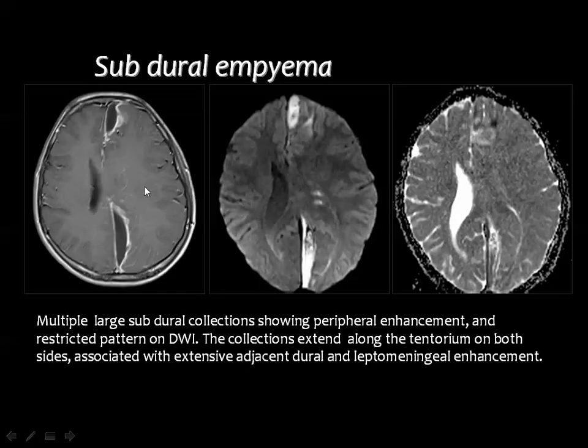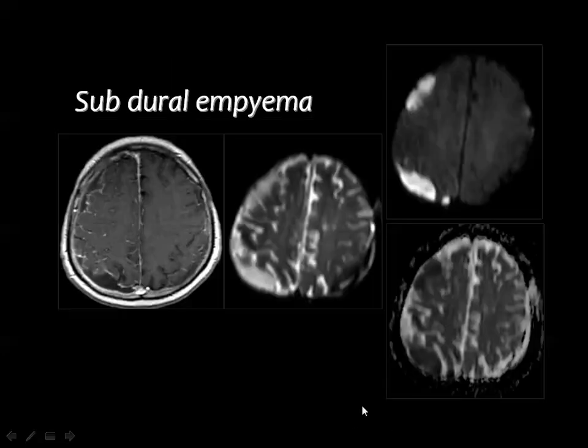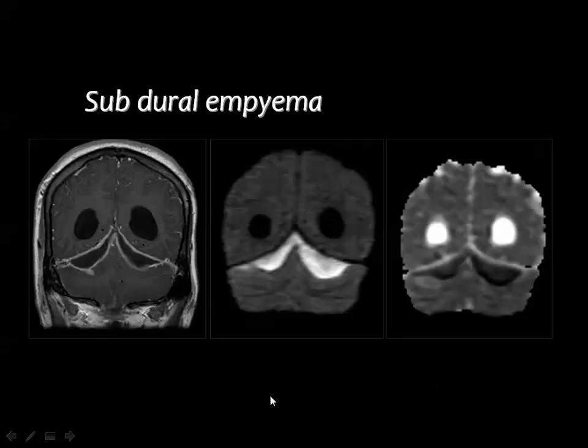Another example of subdural empyema, and you see marginal enhancement of the pus located within the left side of the falx, and this is DWI showing bright signal, ADC showing low signal, meaning that there is restricted diffusion. Another example of subdural empyema, contrast enhanced T1 weighted image, T2 weighted image, DWI, bright signal, ADC, low signal, meaning that there is diffusion restriction.